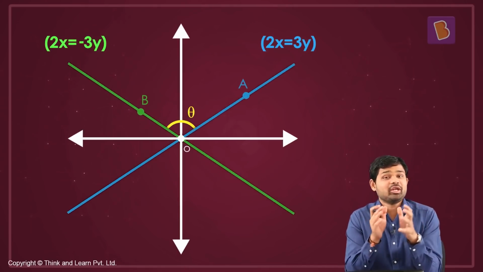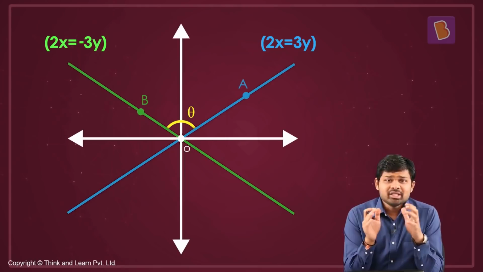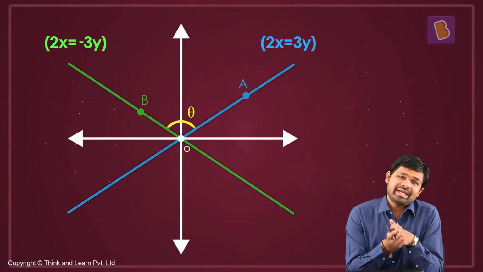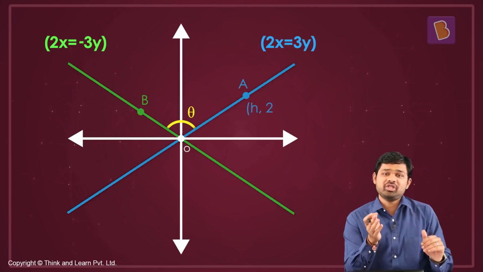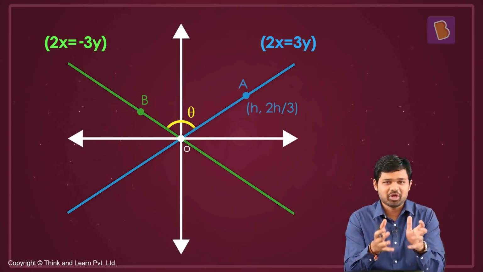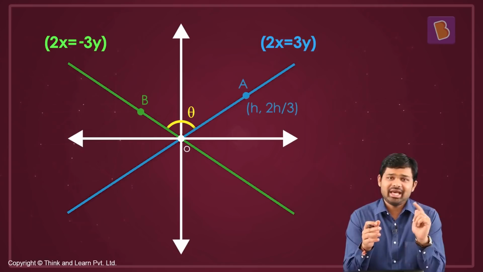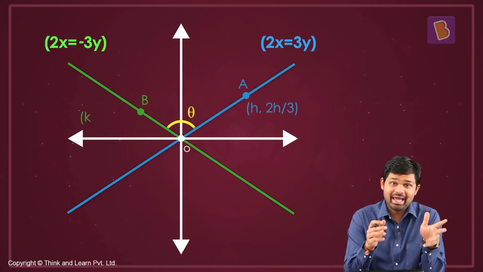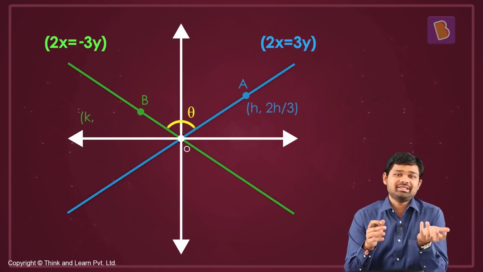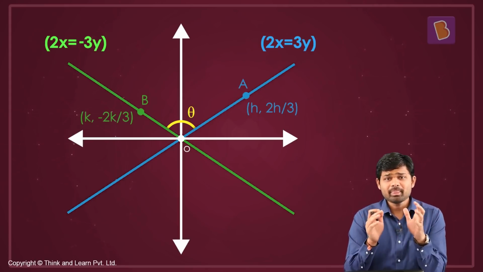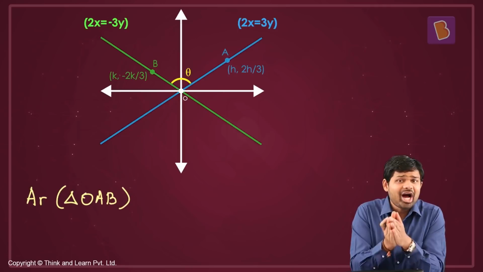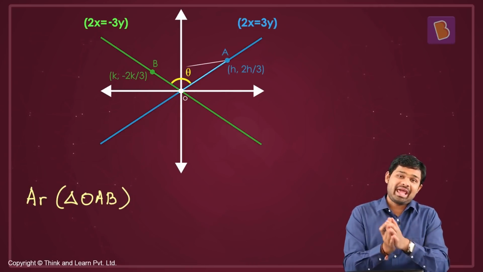Okay, so these are my two points A and B. Suppose the x coordinate of point A is h, then the y coordinate of that point is going to be very easily 2h divided by 3 because of the equation of the straight line. Similarly, if the x coordinate of point B is k, then the y coordinate is very simple, minus 2k divided by 3, correct? Now, what is the area of triangle OAB?